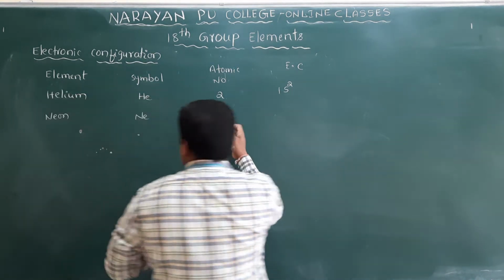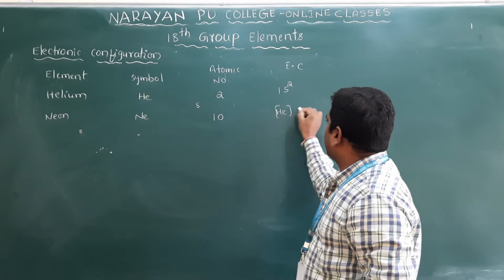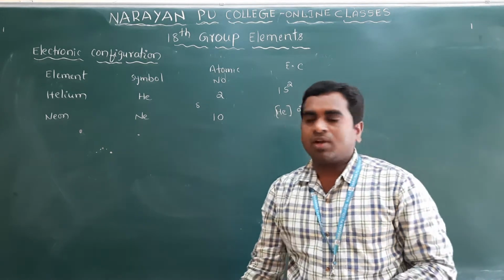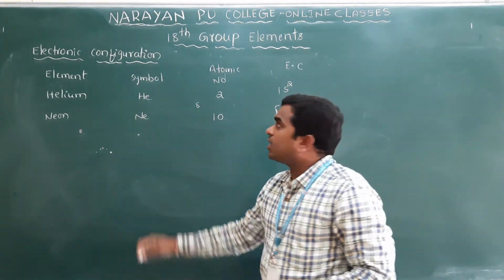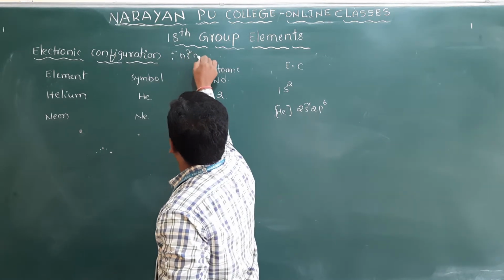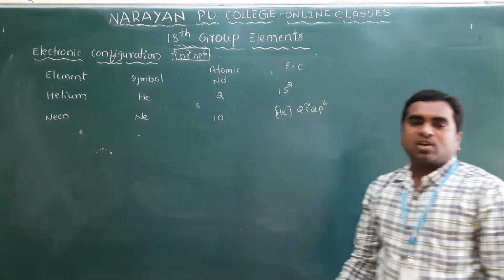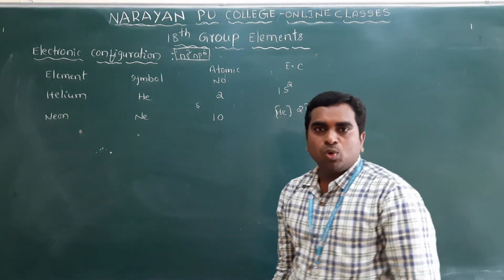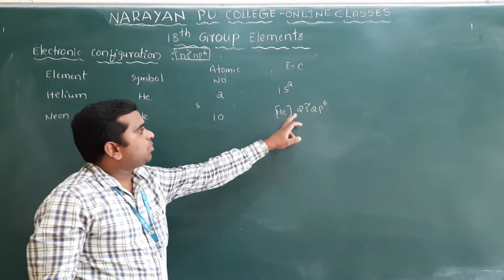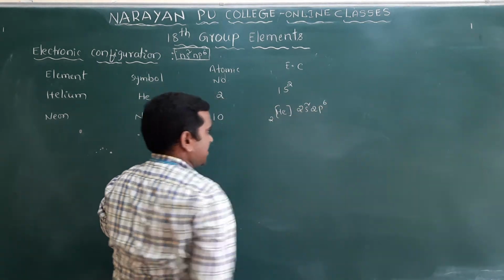So what is the electronic configuration? How to write the electronic configuration? Shall I write here? Helium: 2s2, 2p6. And here, very important, I forgot to say, the general electronic configuration for the 18th group elements is ns2, np6. Clear? Here, neon: 2s2, 2p6. Neon how much? 2 plus 2, 4 plus 6, 10.